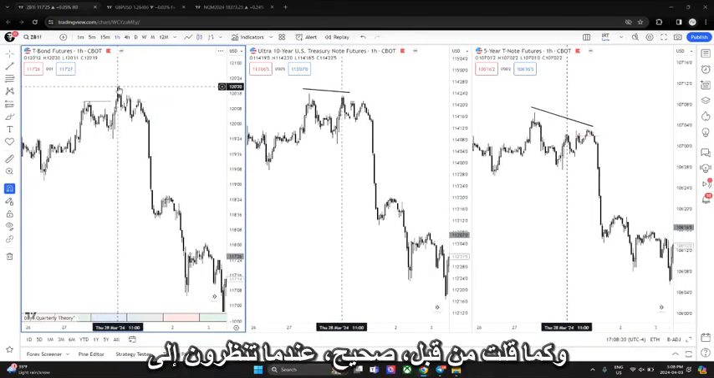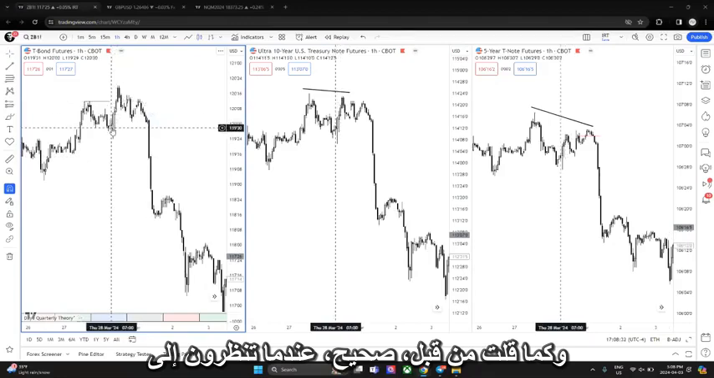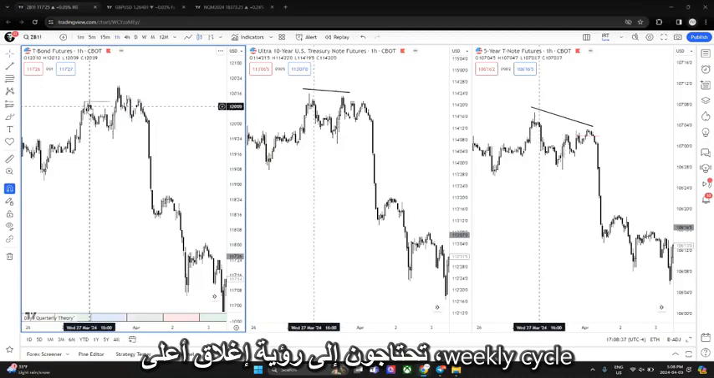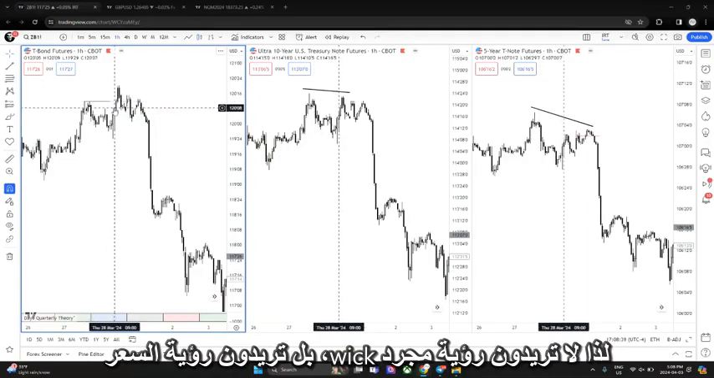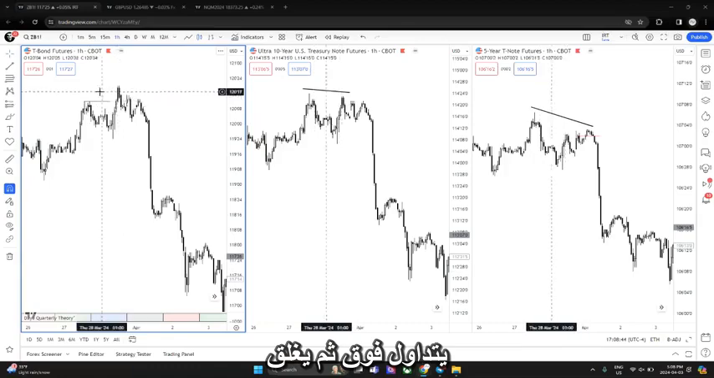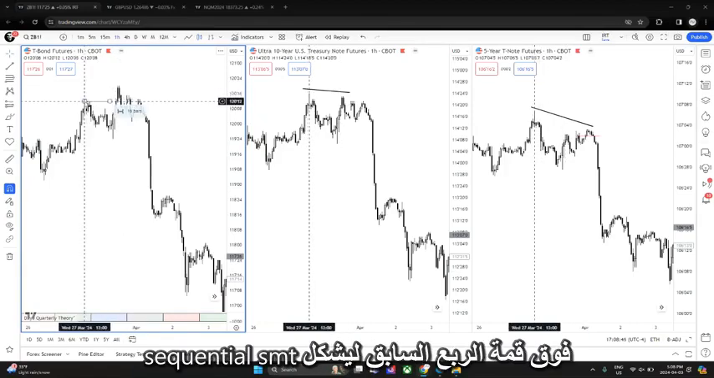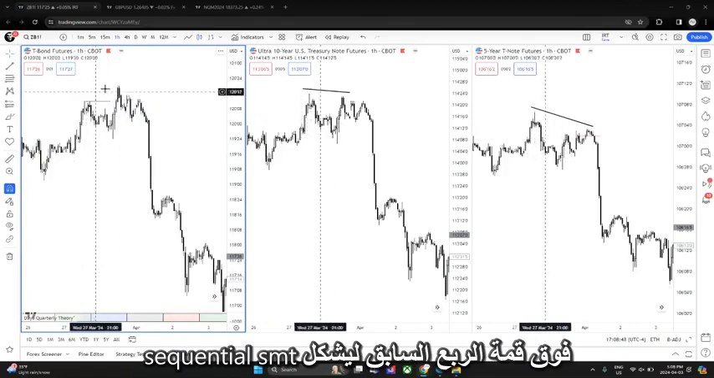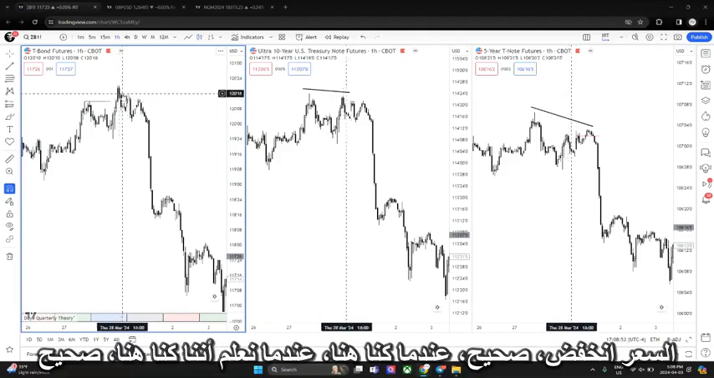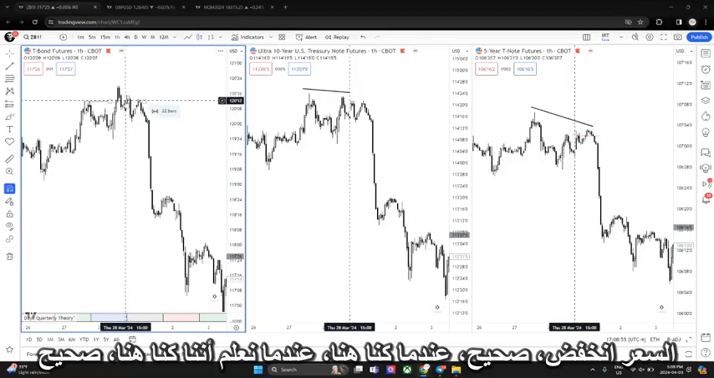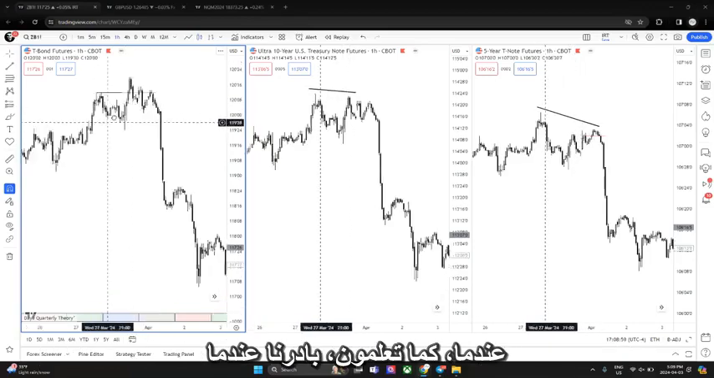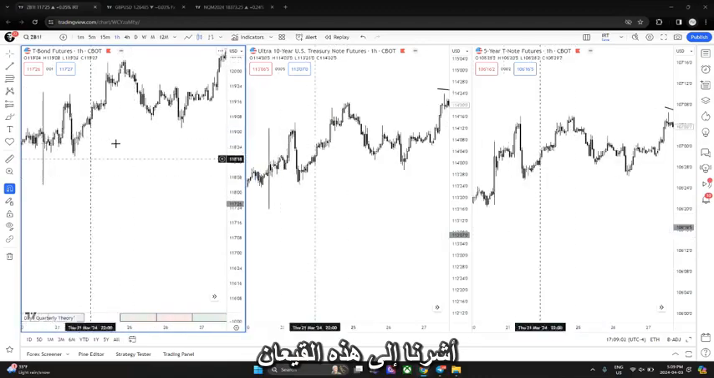And we were here, and as I've said before, when you are looking at the weekly cycle, you need to see a close above. So it's not just that you want to see a wick, you want to see price trade above, then close above the previous quarter's high, forming sequential SMT. Price broke down when we were here, when we referred to these lows.